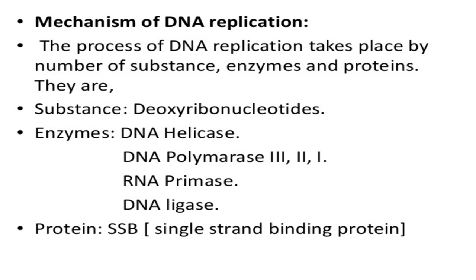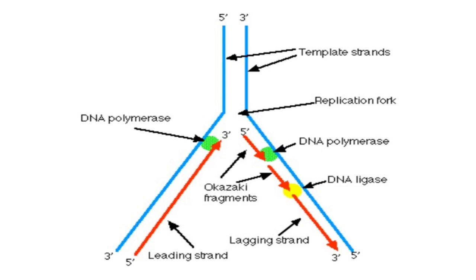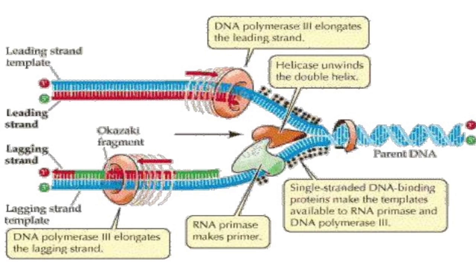They are: substance, deoxyribonucleotides; enzymes, DNA helicase, DNA polymerase III, DNA polymerase I, RNA primase and DNA ligase; protein, SSB, single strand binding protein. As you see in the diagram, DNA is double stranded, 5' to 3' and 3' to 5', and is replicated from a specific point that is called ori.